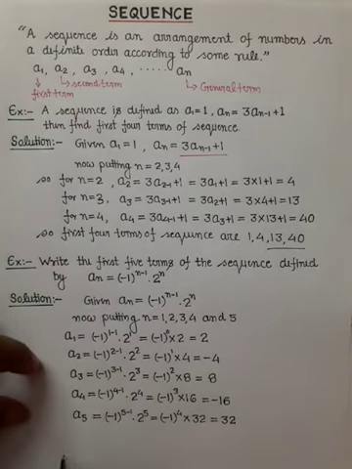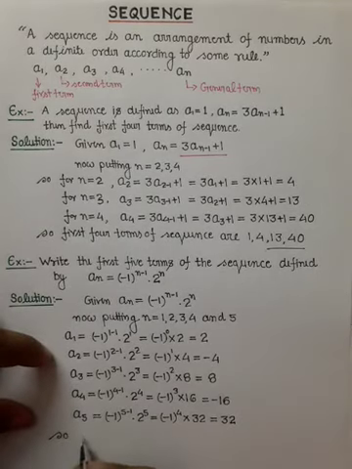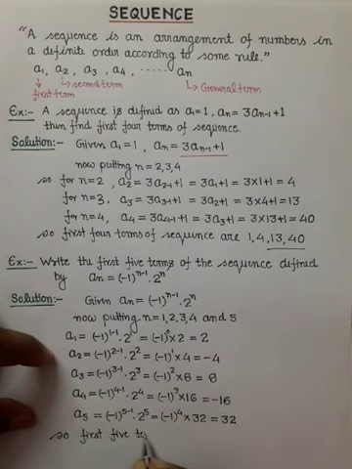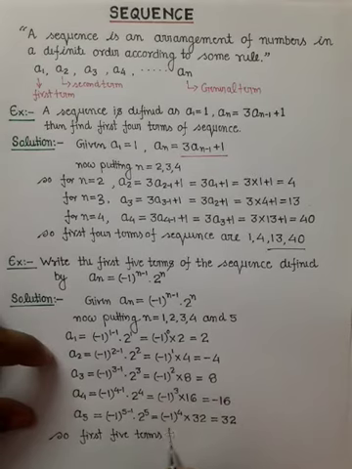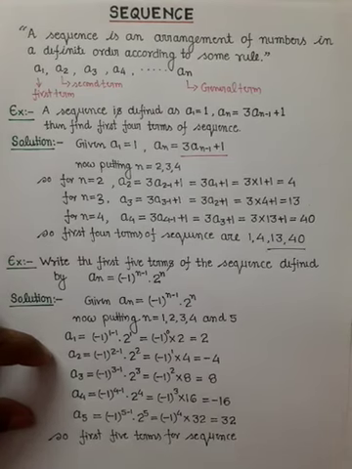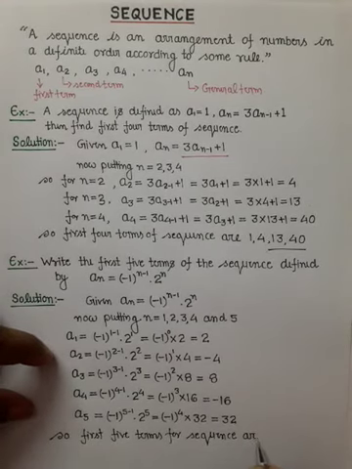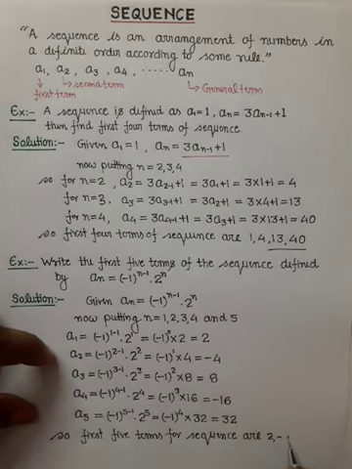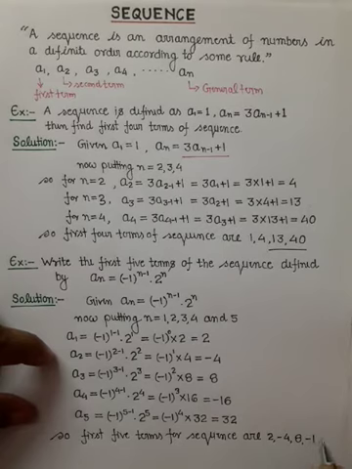So here we can write, first 5 terms for the sequence are, that will be 2, minus 4, 8, minus 16 and 32.